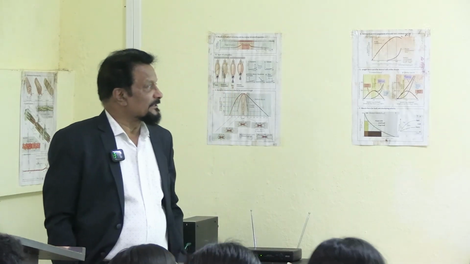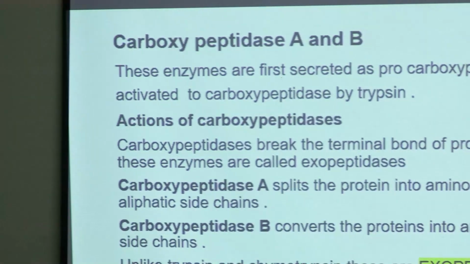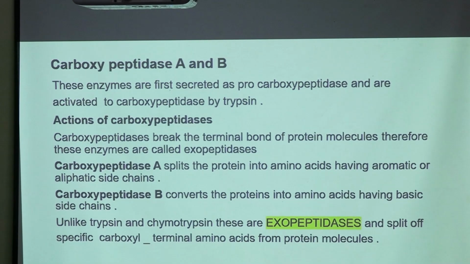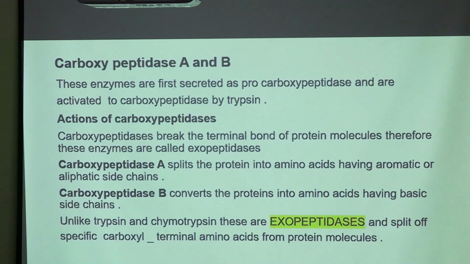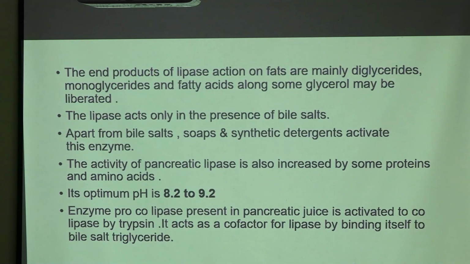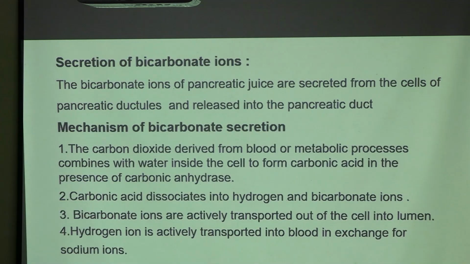I talked about this. Unlike trypsin and chymotrypsin, these are exopeptidases and split off specific carboxyl terminal amino acids from the protein molecule. What are these carboxypeptidases? These are already discussed. Digestion of lipid discussed. Digestion of carbohydrate.